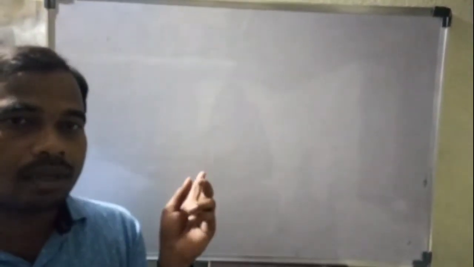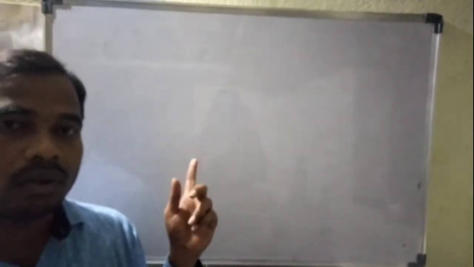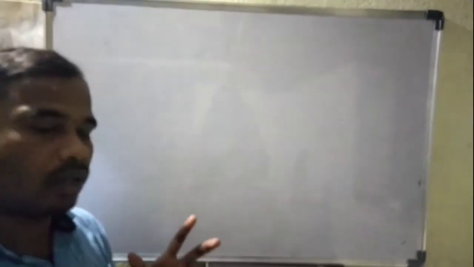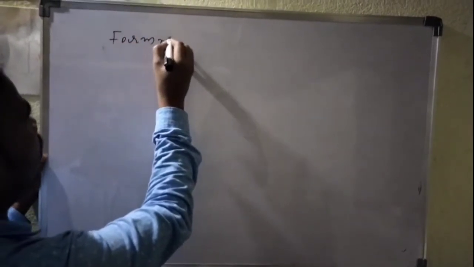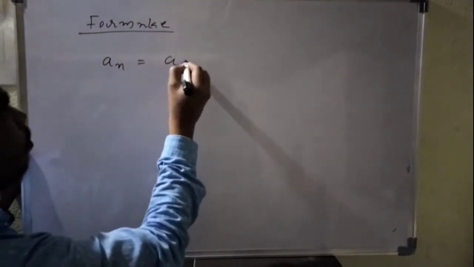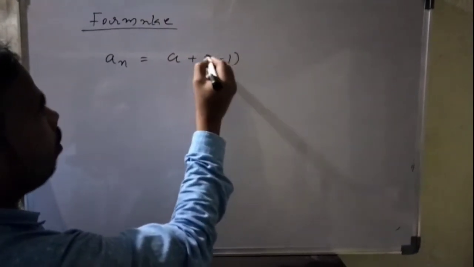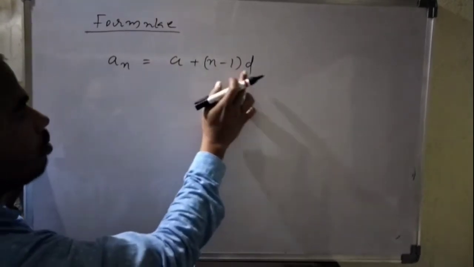So terms we already discussed. Now we discuss the arithmetic progression formulas. What is the nth term formula? The nth term, an, is equal to a plus n minus 1 of d. an is a plus n minus 1 d. This is one formula.